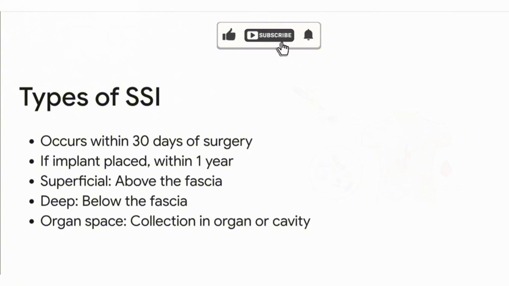What are the types? It's just simple anatomy. A superficial infection is above the fascia. Deep is below the fascia. An organ space? That's a collection deep inside the actual organ or cavity we operated on.